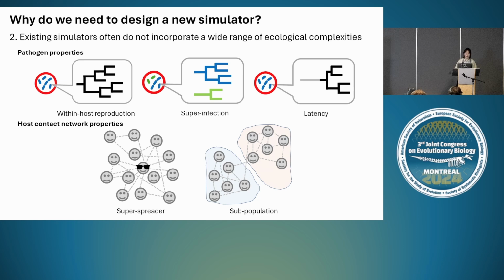And there are also host-side properties. For example, the host contact network is not homogeneous. Every individual host has their own contact network, and they can only transmit the disease to someone they are in contact with. I'm showing two different structures other than the homogeneous network. The first one is the super spreader, where some hosts are very socially active, so that when they are infected with a pathogen, they are more prone to infect others. The second is subpopulation structure, where, for example, in a region we could have urban and other rural areas, and the contact rate within those areas will be very different.